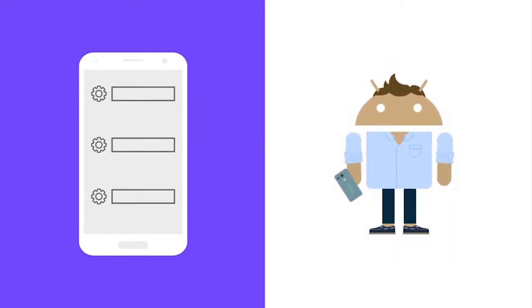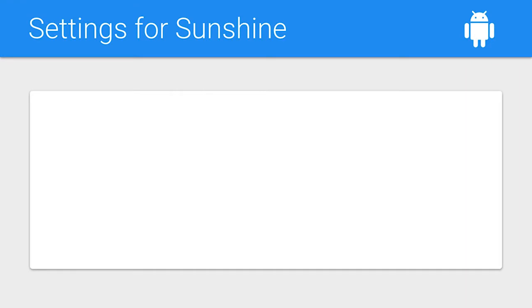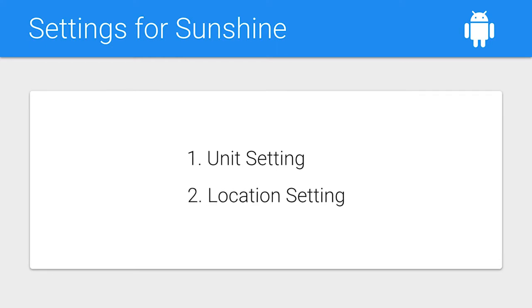In our case, I'm removing any choice paralysis whatsoever on your part about what to actually make a setting, and I'm prescribing that we will be making 2 settings for sunshine. The first is a unit setting for Fahrenheit versus Celsius to make Acer happy. The second is a setting where users can specify what location they want to get the weather for. Let's get started.